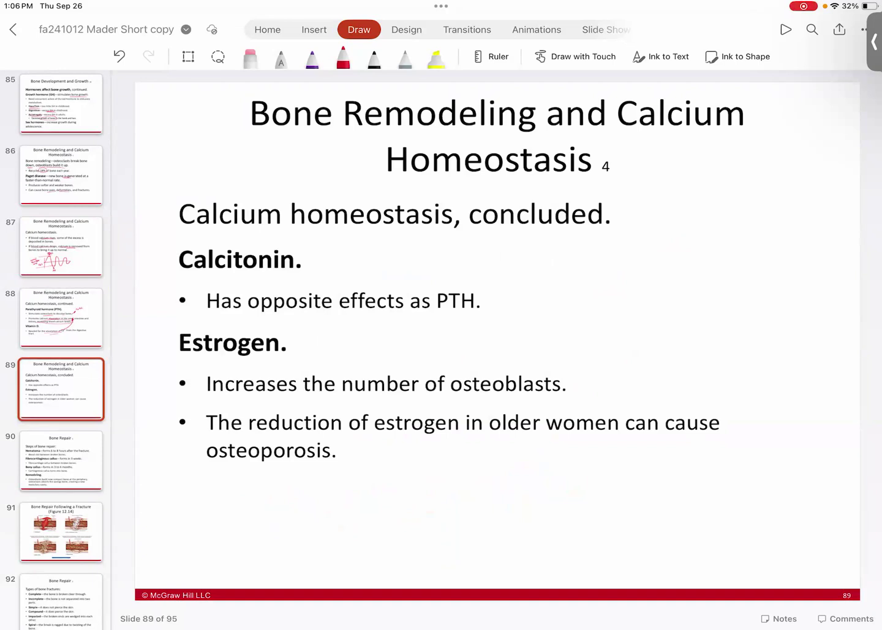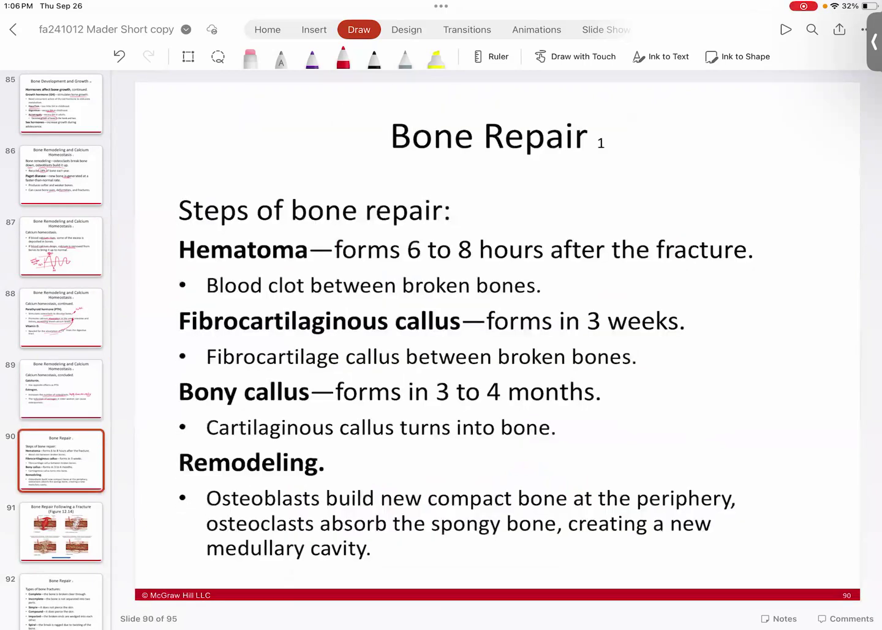Estrogen has the effect of increasing the number of osteoblasts. So you're laying down new matrix building. This is one of the reasons why a reduction of estrogen when women go into menopause causes osteoporosis, because you don't have as much stimulation of the osteoblastic activity as before.